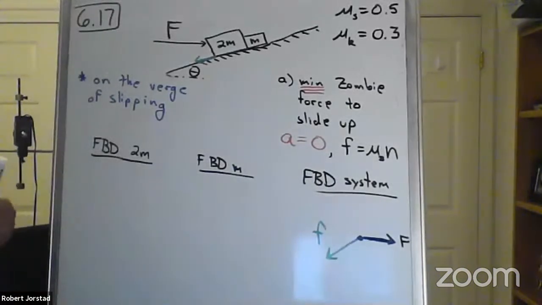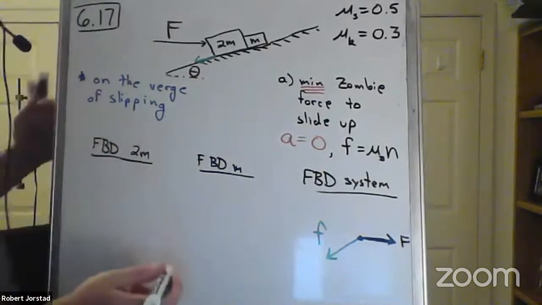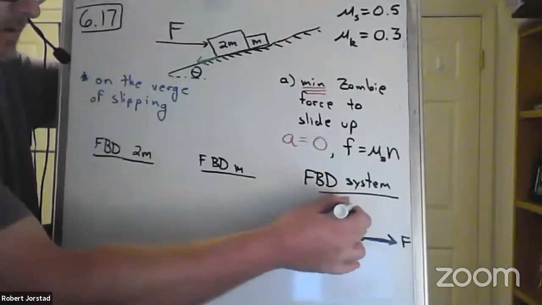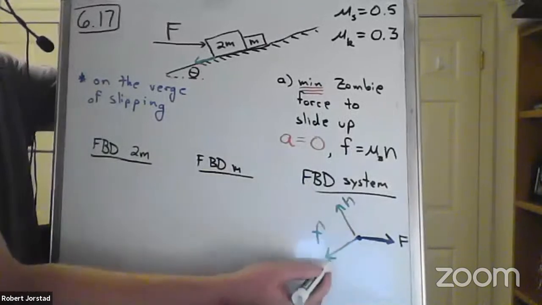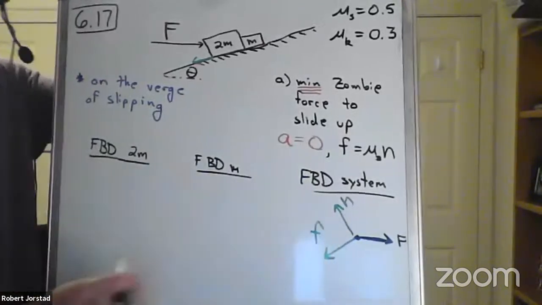There's F. What else? Normal force. All right, which way is that? Perpendicular. Yep. You'll notice this if you start doing this over and over again. The normal force and the friction are always perpendicular in these pictures.